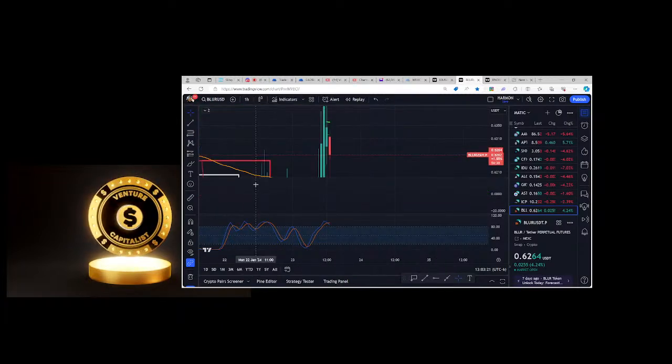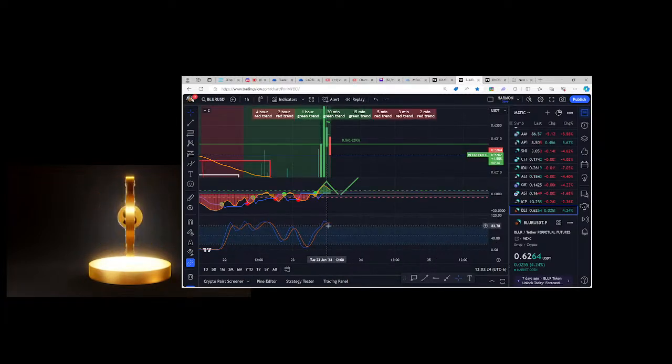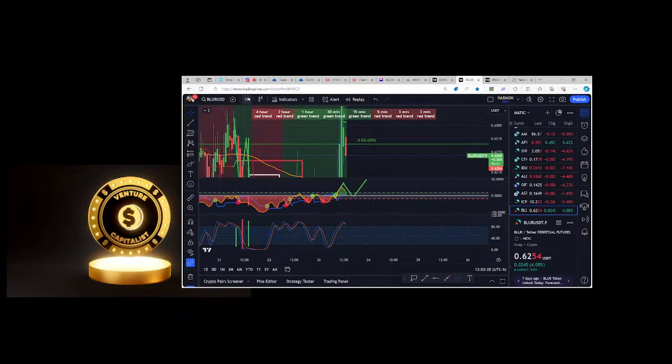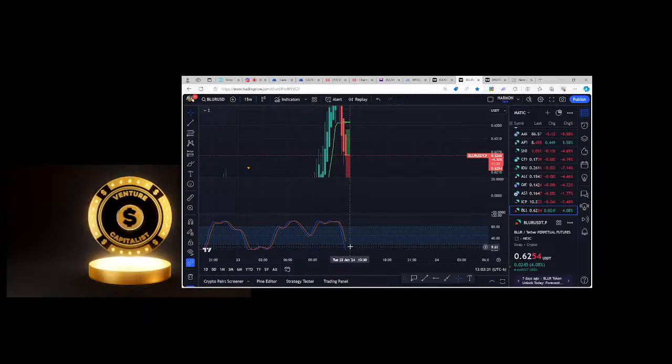Overall, we need to look at the 1 hour, right? So we just got our 1 hour cross, which is good. But now we need to pay the dividends. All right. So now 15 minute is at the bottom.